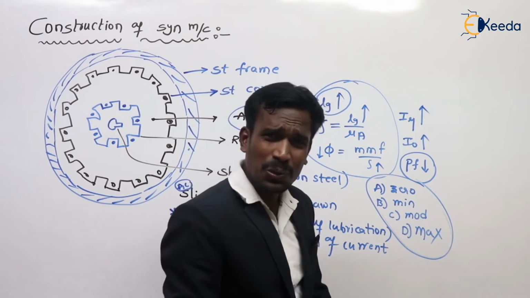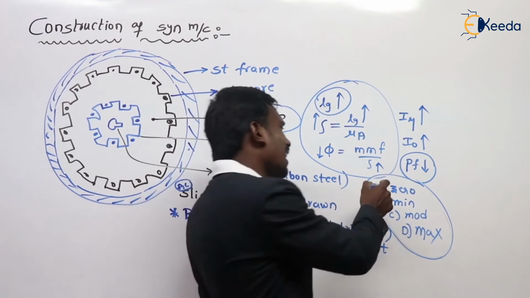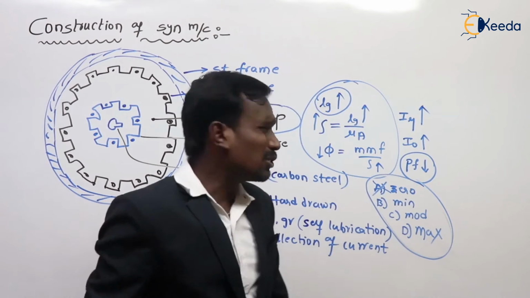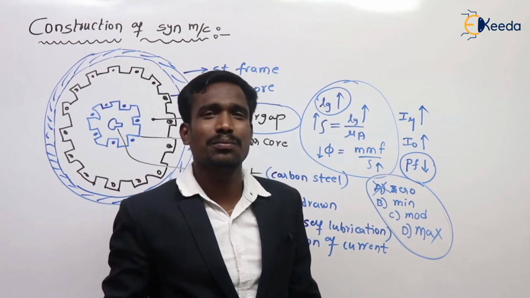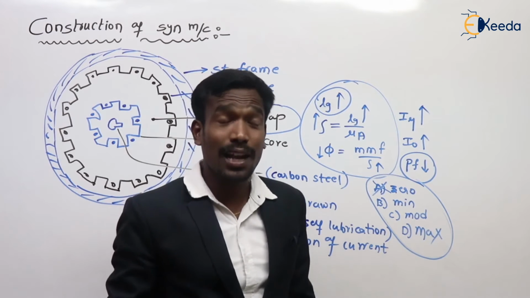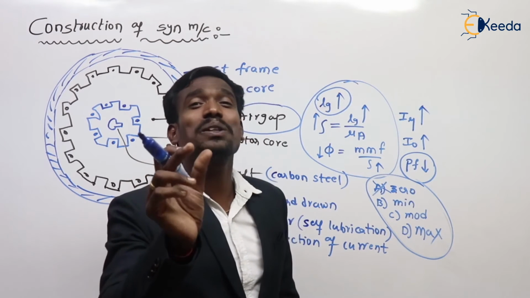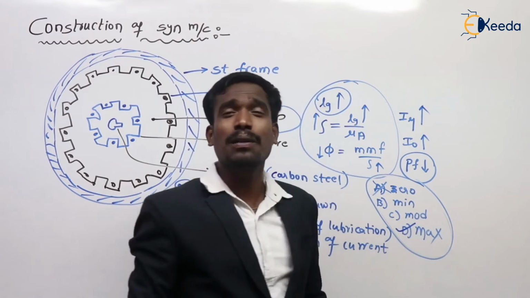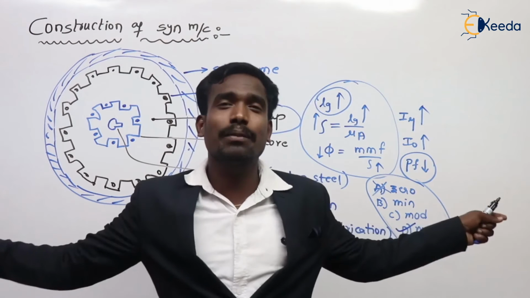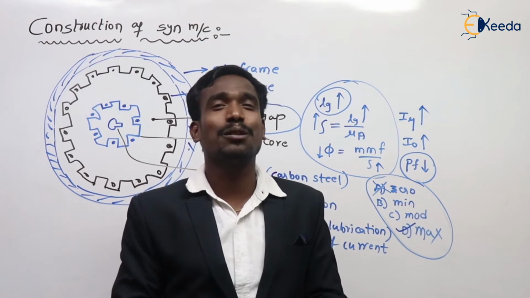Is this 0? No, 0 is the wrong answer. Now tell me, is this minimum, moderate, or maximum? Tell me, sir. Here in the synchronous machine, the air gap length is maximum compared to all other machines. This is final. Sir, why is it maximum?